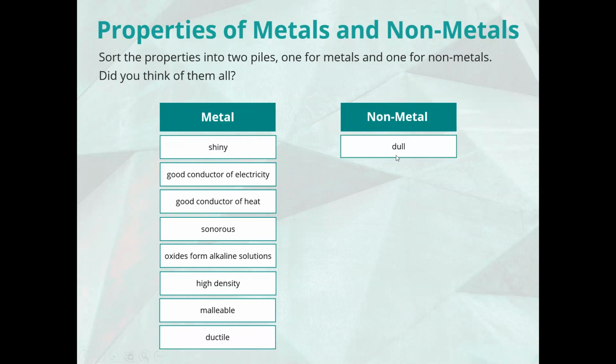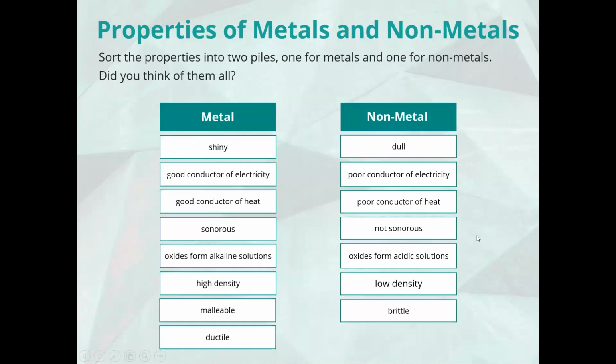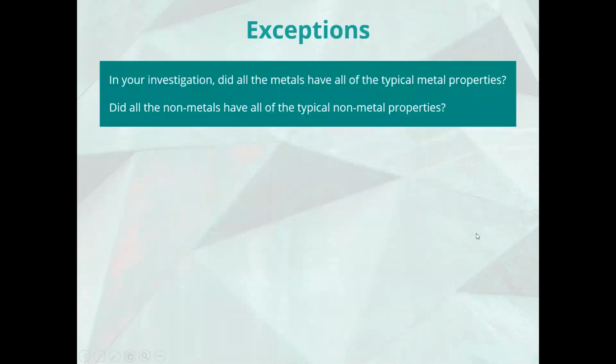Then you have non-metals, which is the opposite. Instead of shiny, it is now dull. They are poor conductors of electricity, poor conductors of heat. They are not sonorous. Acidic solutions are formed from oxides. They have low density. They are brittle. So those were the different properties of metals and non-metals.